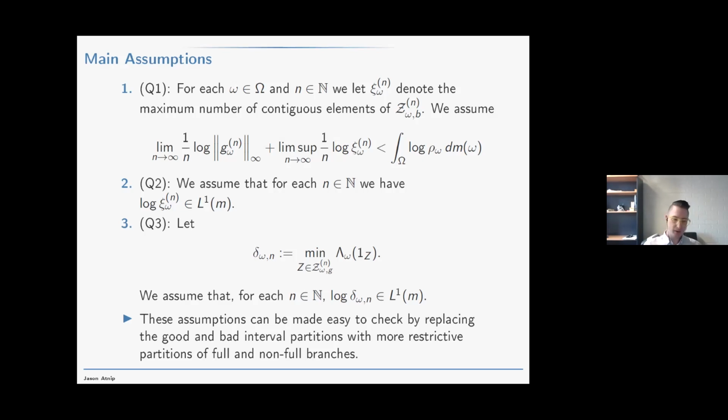Now, these assumptions are admittedly a little complicated. So at the end, if we have time, we'll go back and give alternate assumptions that are much easier to check, in terms of full and non-full branches rather than good and bad. But for now, we can at least say that the example that we gave in terms of random beta transformations, you can easily show that all of these are satisfied.